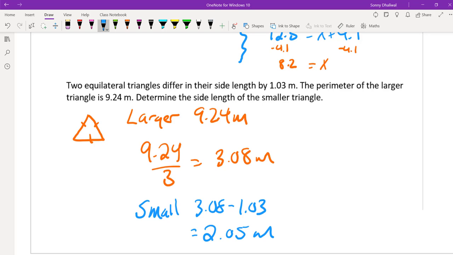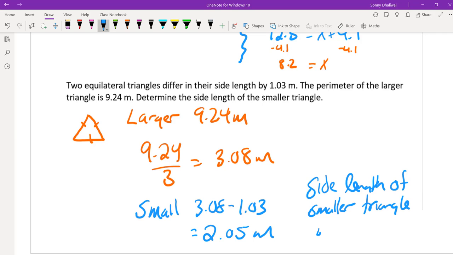Right? So the side length of the smaller triangle is 2.05 meters. Now we could set up an equation, but it takes a lot more effort. I think if you just understand what's going on, it's a lot easier than actually setting up equations. So try that approach first. Just try to understand what's going on and think your way through the questions.